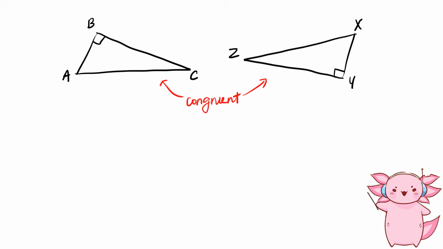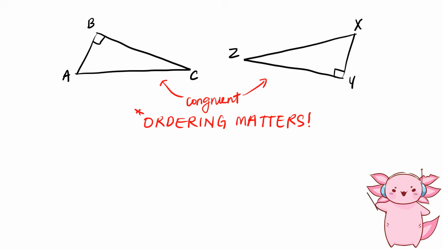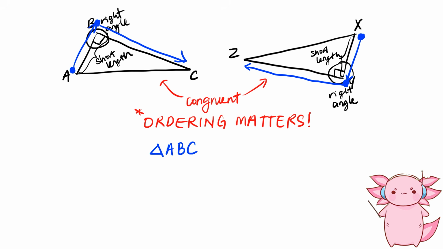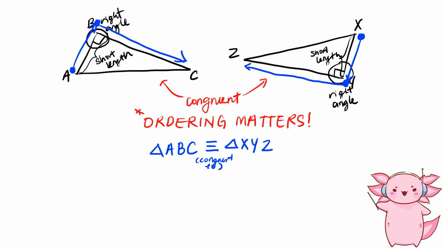For two congruent shapes like these, since they are literally the same triangle, all the corresponding sides have the same length and the angles are the same also. The most important and confusing thing about this topic is that ordering matters. So for these two triangles, going from the short length up to the right angle and then to the long end, the triangle ABC is congruent to triangle XYZ. So ABC is congruent to XYZ.